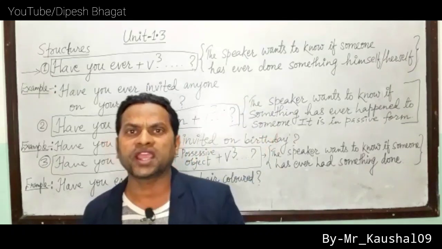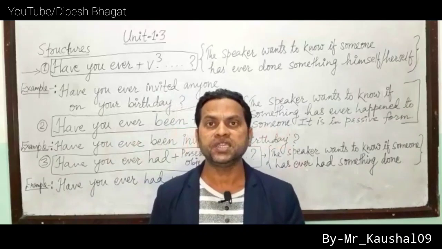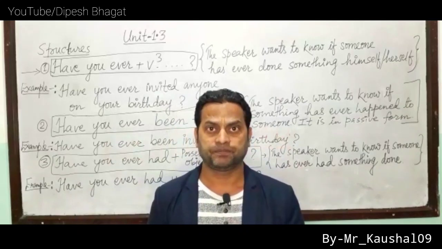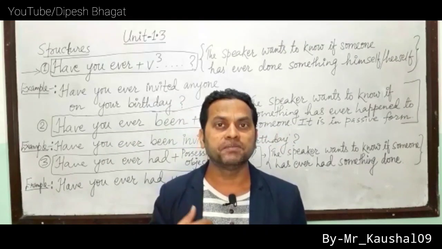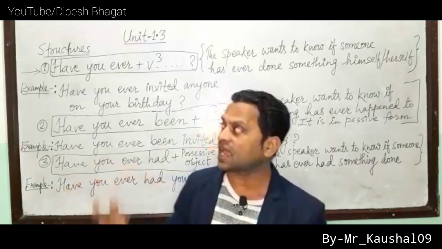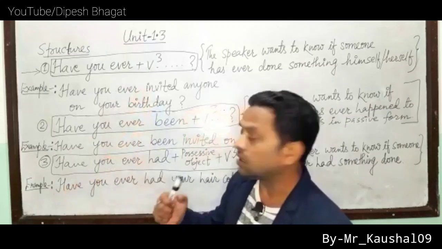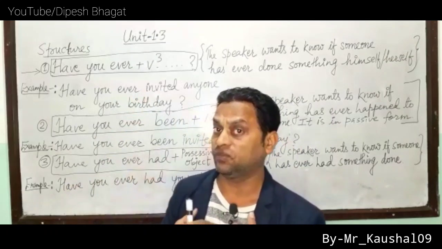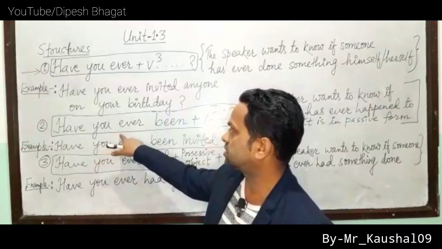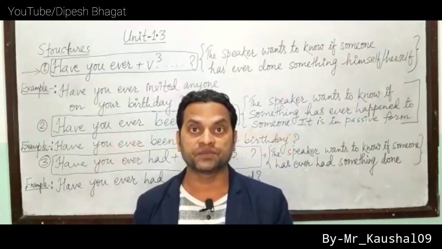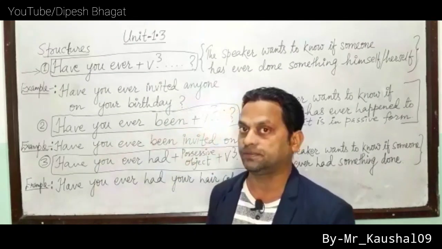Now, one more way to identify: if there is me as the object. For example, they insulted me. Me is there. In that case, what do we use? Second structure. Have you ever been insulted? If there is me as object, then you use have you ever been insulted.